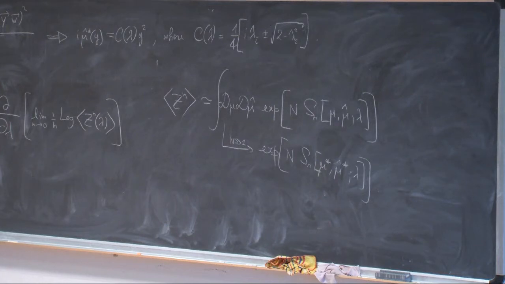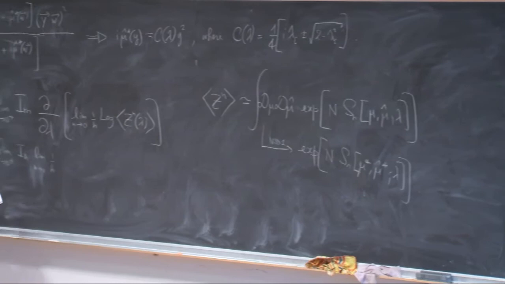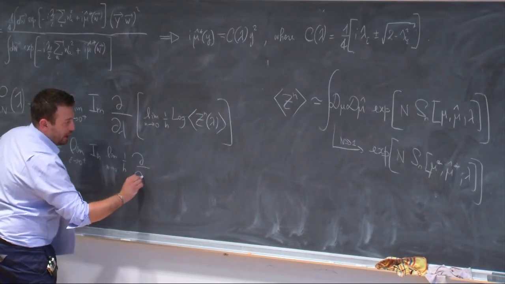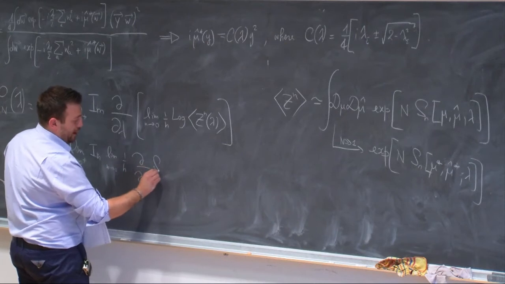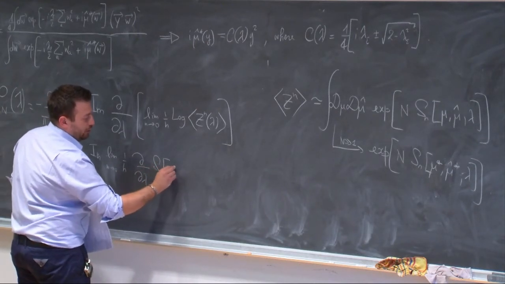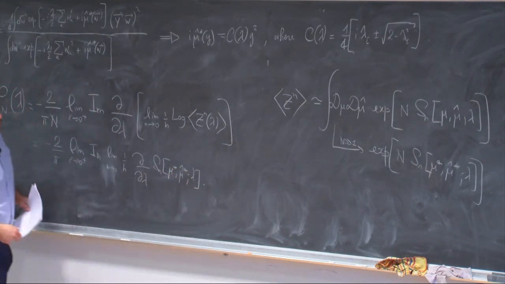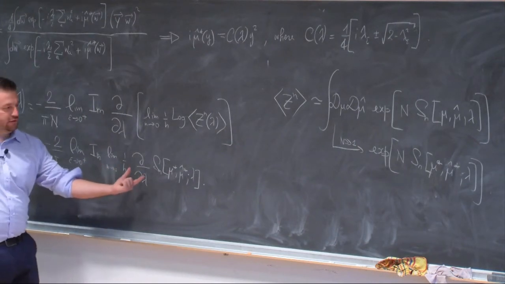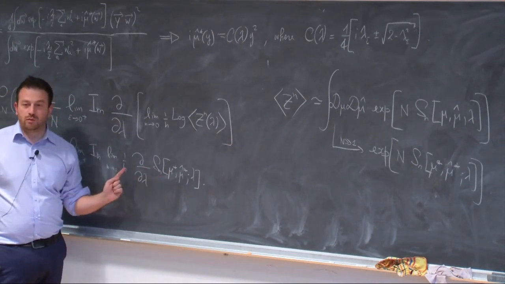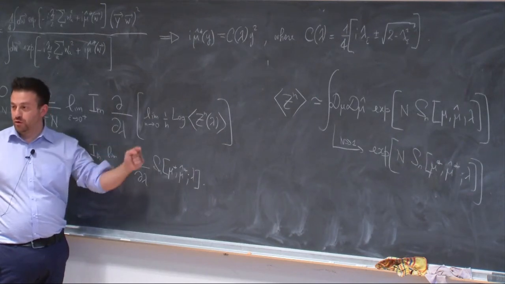So it would be minus 2 over pi, limit epsilon to 0 plus. Then we will have to take the imaginary part. And then we can try to exchange the limits and the derivative. So let's take the limit here, 1 over n, and then we take the derivative with respect to lambda of the action S_n evaluated at the saddle point. This trick is useful because now we can take the derivative with respect to lambda of our action.